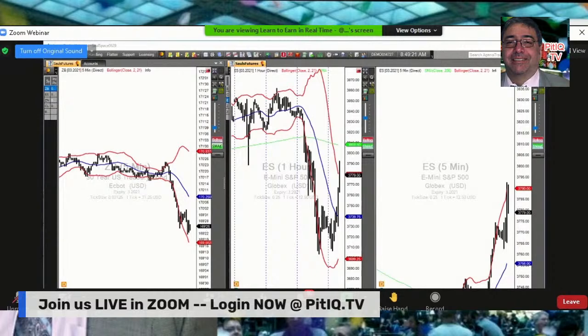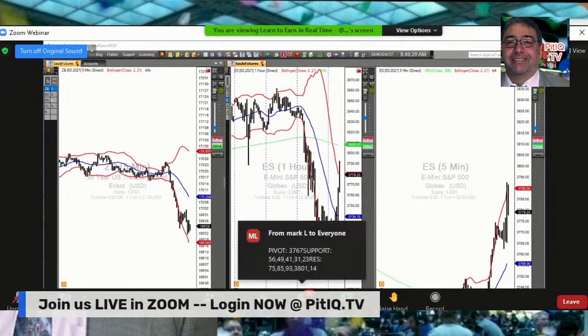For those of you who missed the levels, if you look at the chat box area, we put those levels out this morning. There they are, and you can use those as a kind of a guide for us.